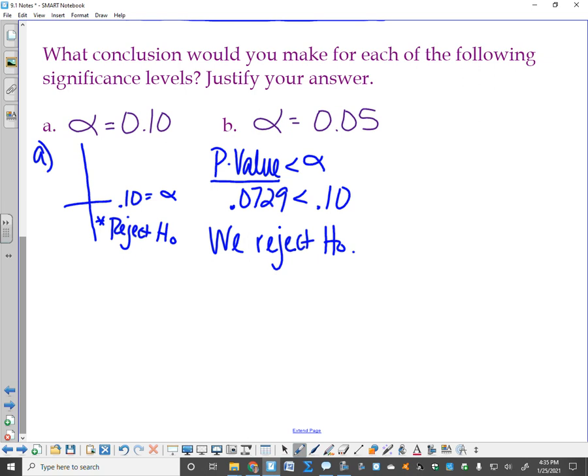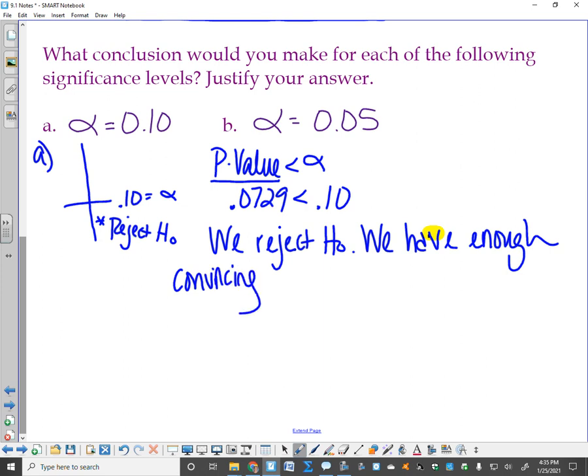Okay, there's a way that you write these sentences. Ready? We have enough convincing evidence to conclude.